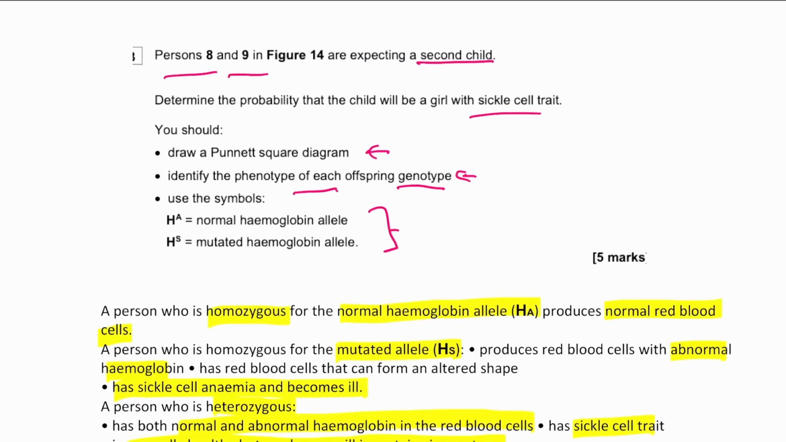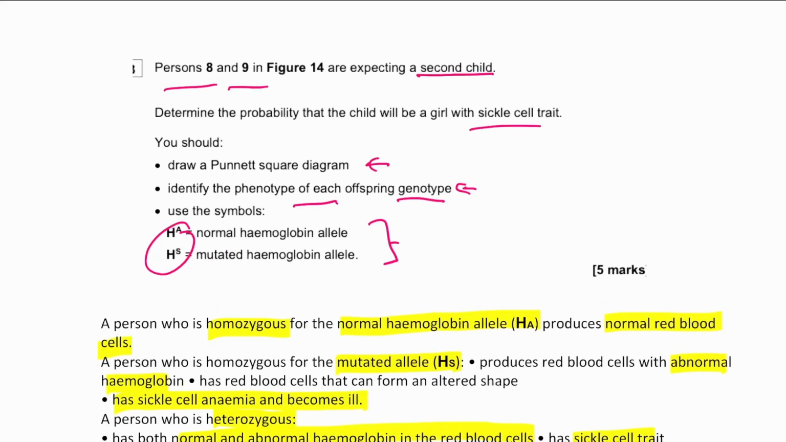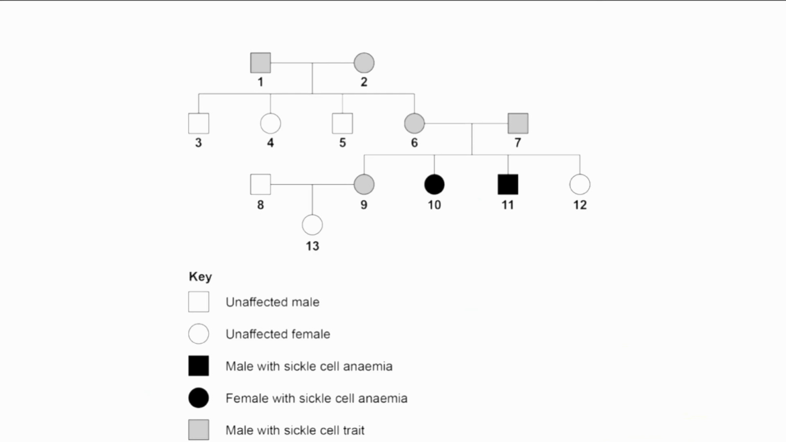Okay, so that's what we want to do, and we want to use these symbols HA and HS to represent that, and we'll draw a Punnett square diagram at the end as well. Okay, so let's actually go through it. So the first thing is we have number 8.